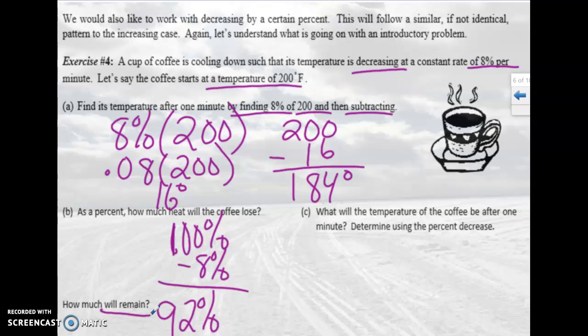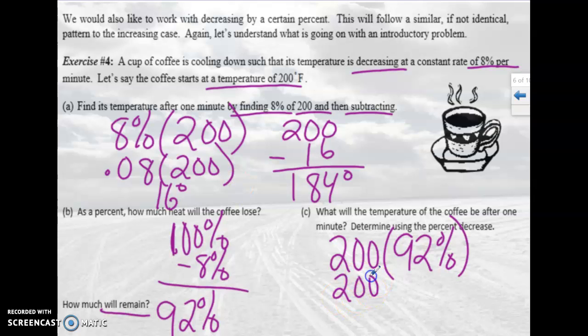So what will the temperature be after 1 minute using the percent decrease? Well, let's go back to that other model where I put the starting value here. I multiply it by the 92%. How much of 100 is left? I change that to a decimal, 0.92. I multiply, and guess what? I'm not even going to use the calculator because you already know it's 180.